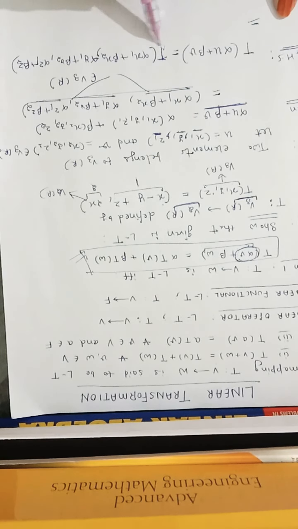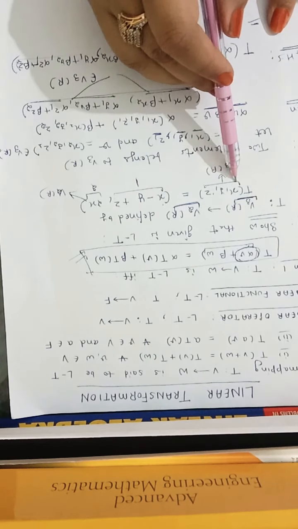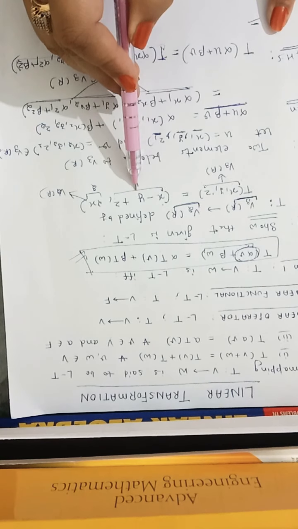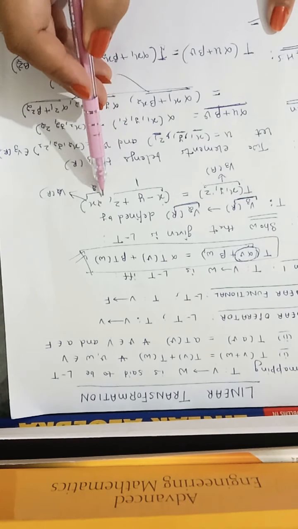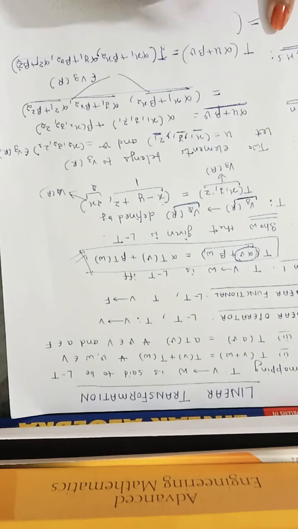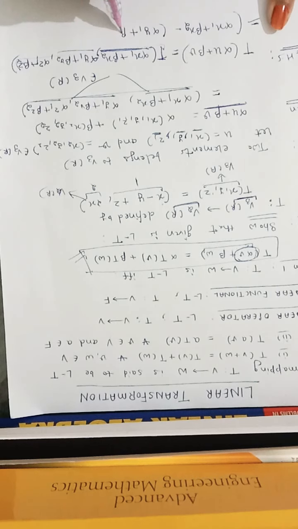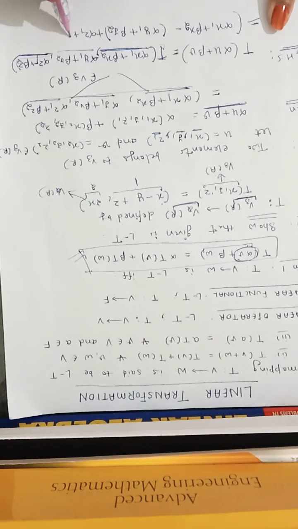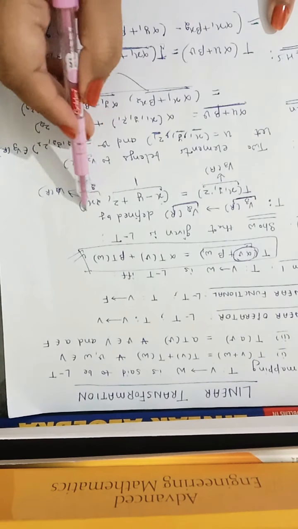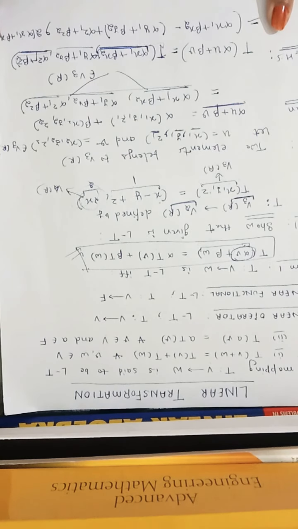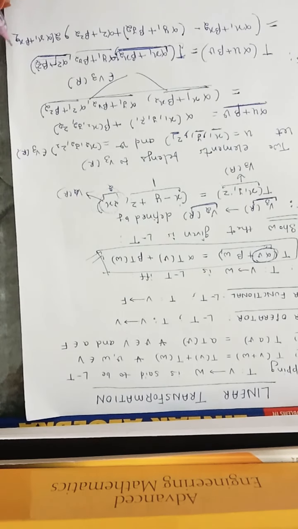Now, which type of mapping is defined? The mapping is defined in the question: T on 3 elements is first element minus second element plus third element, comma, twice of the first element. That means first element, alpha x1 plus beta x2, minus second element, alpha y1 plus beta y2, plus third element, alpha z1 plus beta z2, comma, twice of first element, that is twice of alpha x1 plus beta x2.